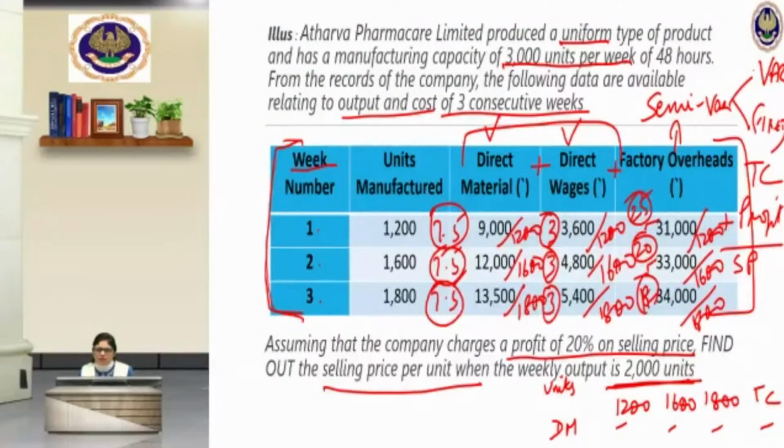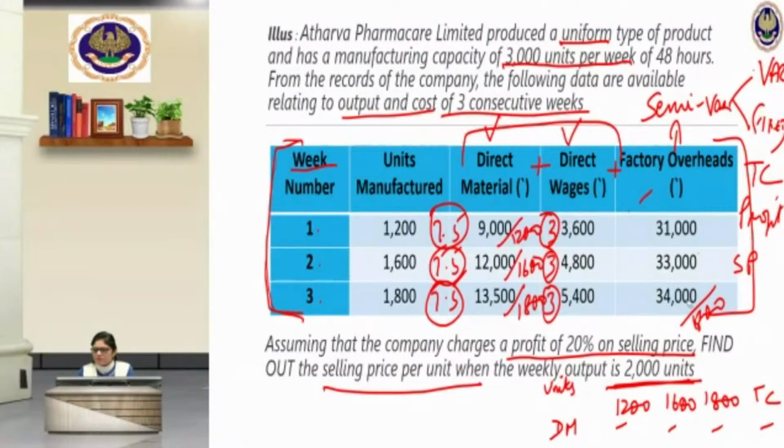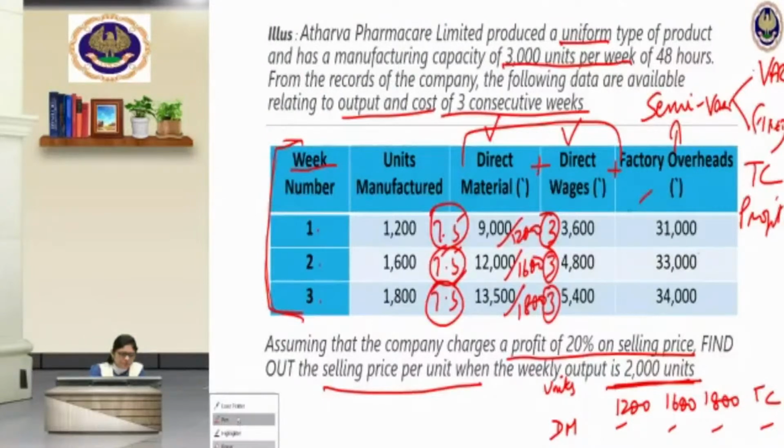So how can we do this? You need to understand. Let me just clear things. I'm erasing this off so that I can tell you how we do it. All right. Now, how do we split the factory overheads between fixed and variable?